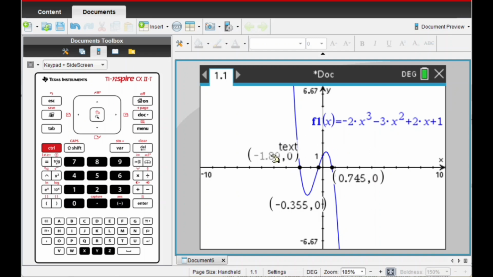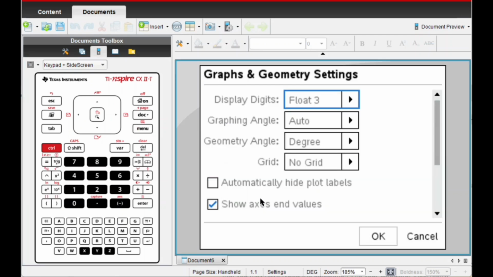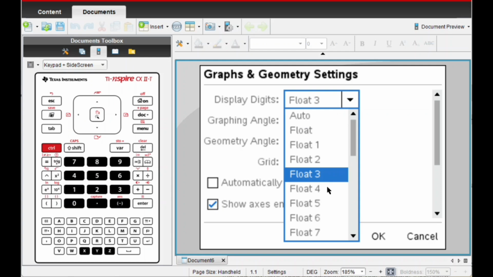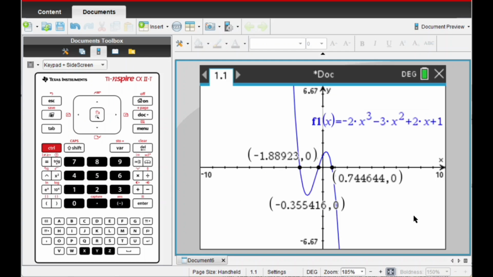Now, if your calculator is not showing it to 3 significant figures, you can change the settings. If you go to Menu, Settings, you will see Display Digits Float 3. That means 3 significant figures. I would always recommend having it at least Float 6, just so you can always see more when you're working with calculations for maybe next steps. And so there they are, our 3 roots of the equation.